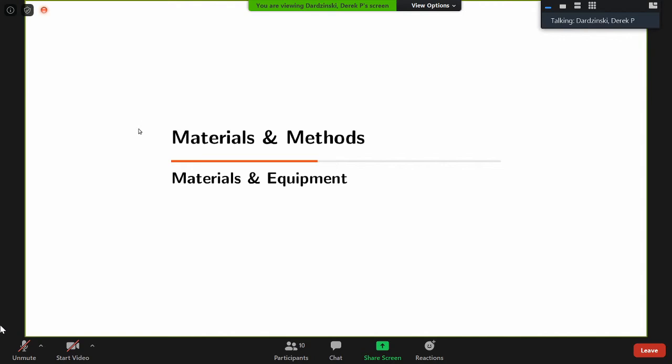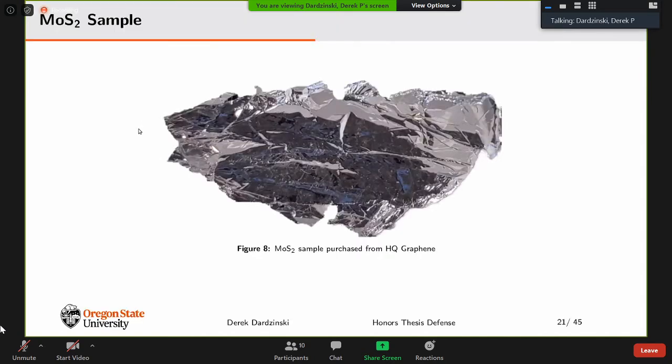And now I will discuss some of the materials and methods that we use. We'll start off with the actual material we're investigating, which is our MoS2 sample. This is just a geological MoS2 sample. It's not synthetic or anything fancy like that. And it was purchased from HQ Graphene.